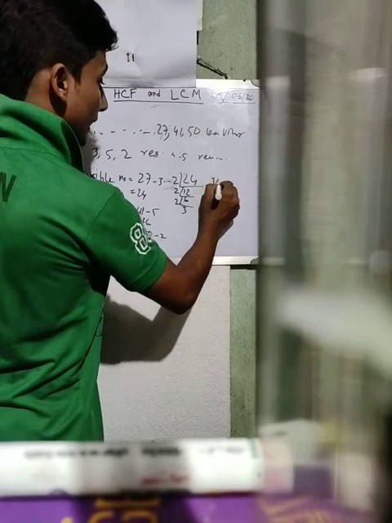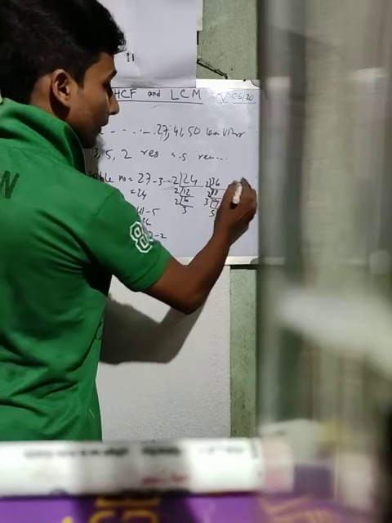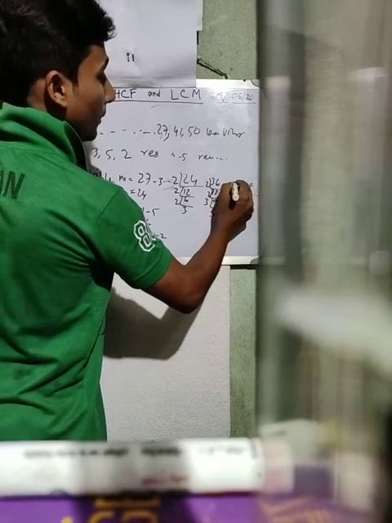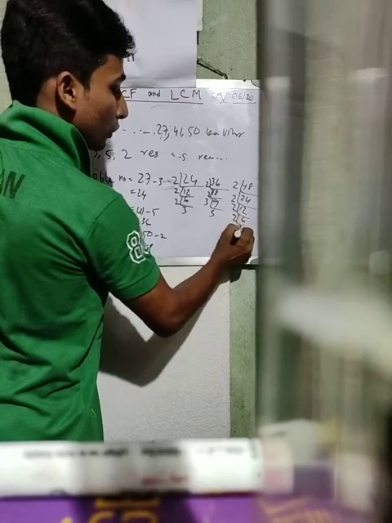Next, 36 means 2, 18, 2, 9, 3, 3. Next, 48 means 2, 24, 2, 12, 2, 6, 2, 3.